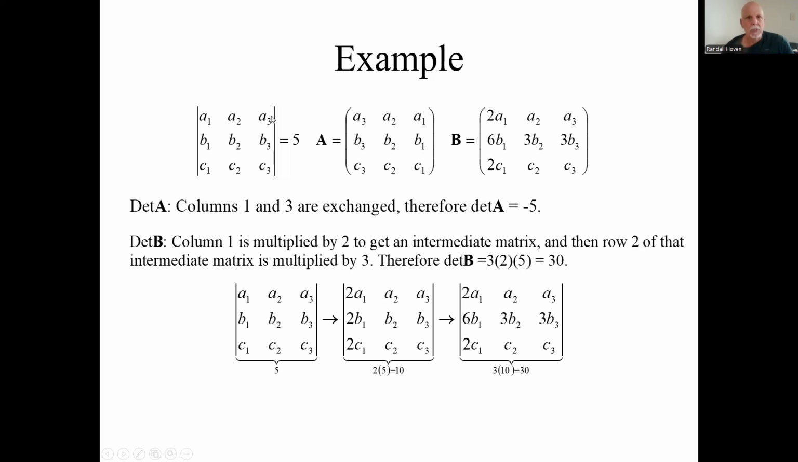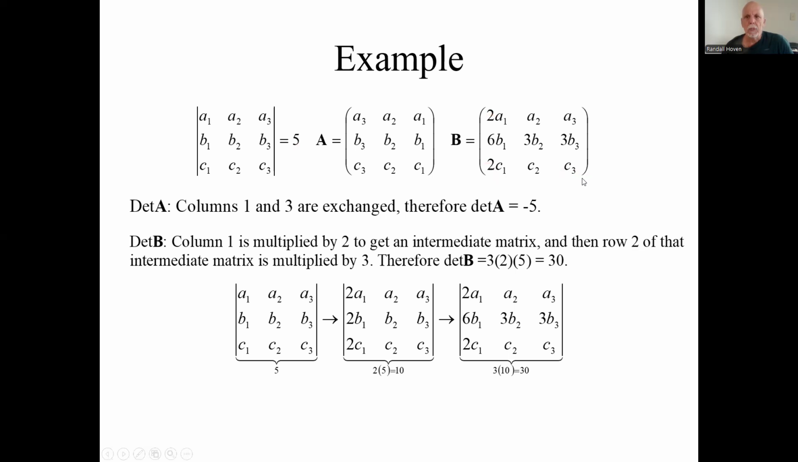Now let's do a couple of examples. Say here we have an original determinant that's given to us. Find the determinant of these two guys. Let's see. What happened here? Oh, I switched columns 1 and 3. That's one exchange. It can work on columns. So therefore, the determinant of A is just minus 5.